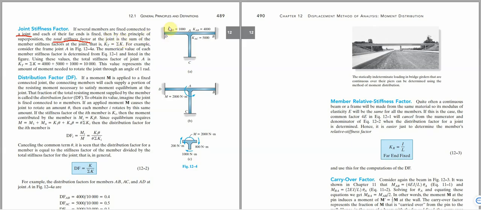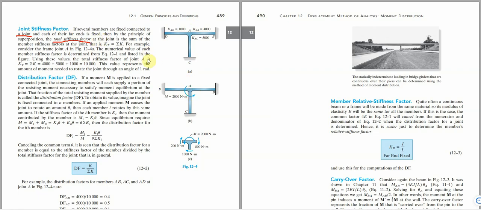What it means is that, imagine this one has KAB of 1000, this one is 4000, and this one is KAC of 5000. So the total stiffness at this joint is the summation of this plus this plus this, which is 1000 plus 4000 plus 5000, which is 10,000. That is the joint stiffness factor. This value represents the amount of moment needed to rotate this joint at an angle of 1 radian.